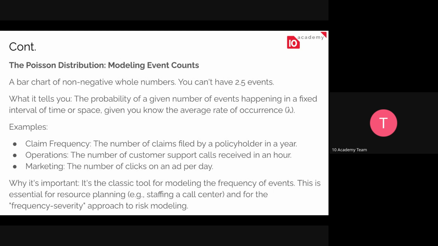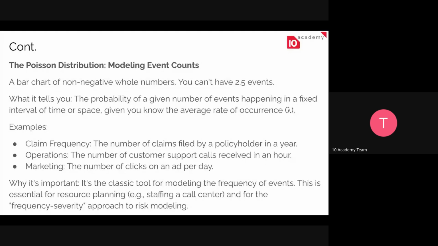It tells you the probability of a given number of events happening in a fixed interval of time or space, given the average rate of occurrence, which is lambda. For example, claim frequency: the number of claims filed by policyholders in a year. In operations, the number of customer support calls received in an hour. And from the marketing team, the number of clicks on an ad per day. So it's a classic tool, you can see it as a frequency model for how many times an event happened.